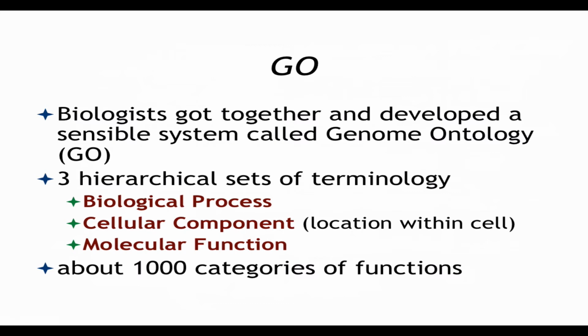And then there's molecular function, which is at a very micro level. It's a phosphorylase, it's a kinase, it's a structural protein in the actin filament. It's whatever it is at the molecular level, very small scale. And they have about 1,000 or so general categories.